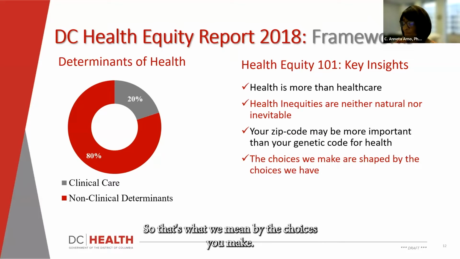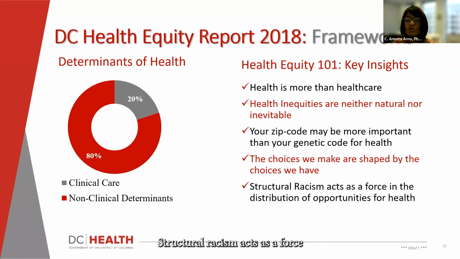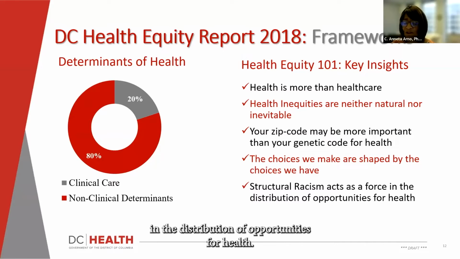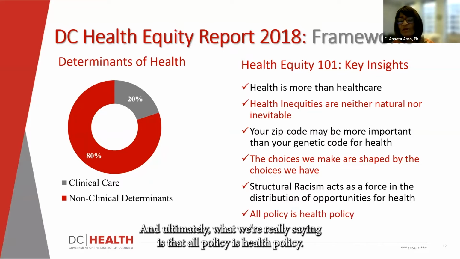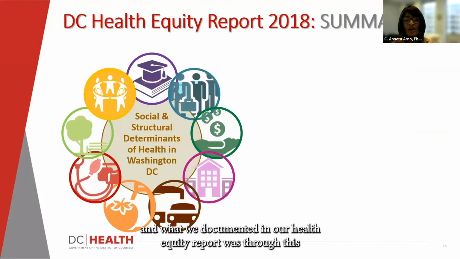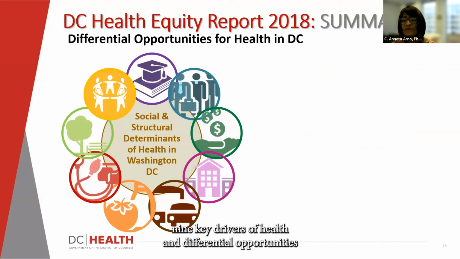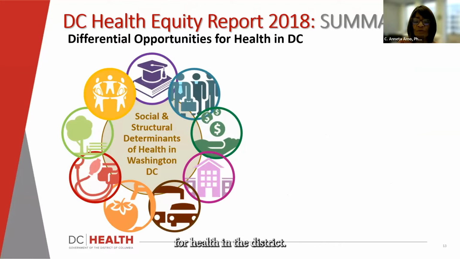So that's what we mean by the choices you make are shaped by the choices you have. Structural racism acts as a force in the distribution of opportunities for health. And ultimately, what we're really saying is that all policy is health policy. How that shows up for all of us, and what we documented in our health equity report, was through this lens of what we call 9 key drivers of health and differential opportunities for health in the district.